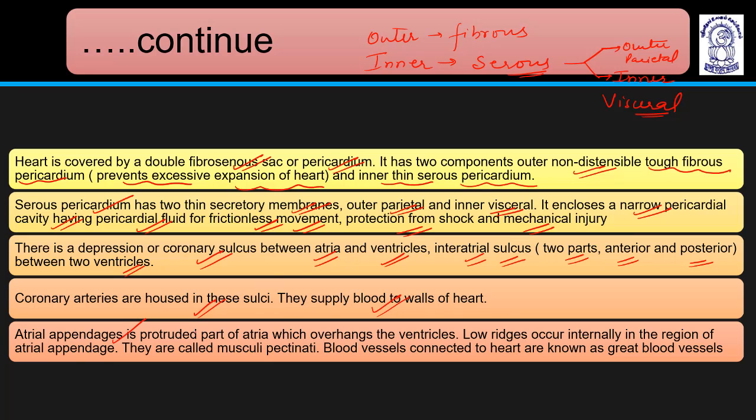Atrial appendages are the protruded part of the atria which overhangs the ventricle. Low ridges occur internally in the region of the atrial appendages. They are called musculi pectinati or pectinate muscles. Blood vessels connected to the heart are known as great blood vessels. Blood vessels connected to the heart are known as what? Great blood vessels.